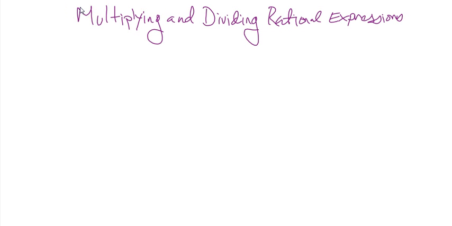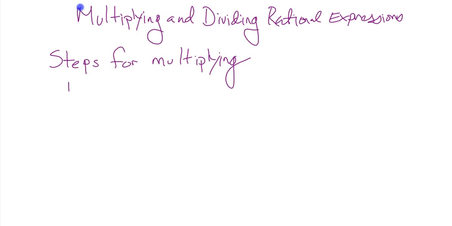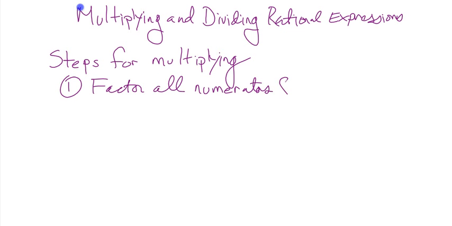All right, so multiplying and dividing rational expressions is really a continuation of what we did yesterday in simplifying, because multiplying and dividing really leads to a simplification with just an additional step thrown in there. So steps for multiplying. So first step, number one, factor all numerators and denominators completely.